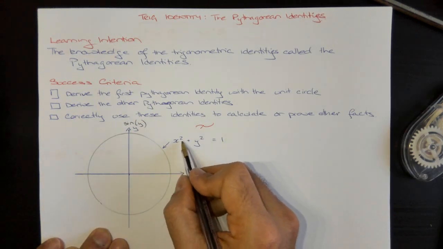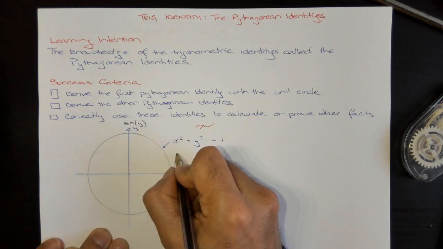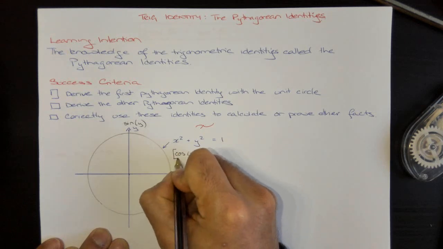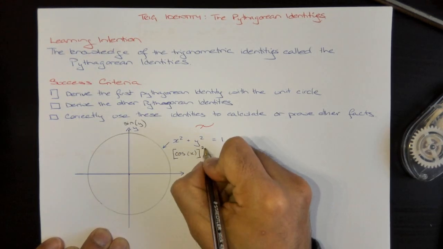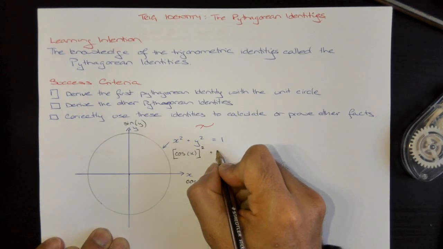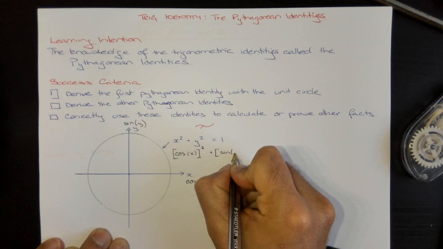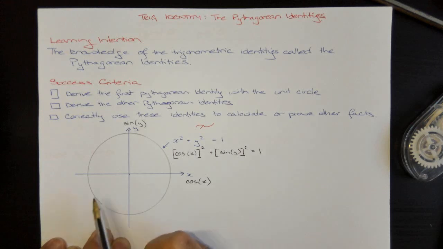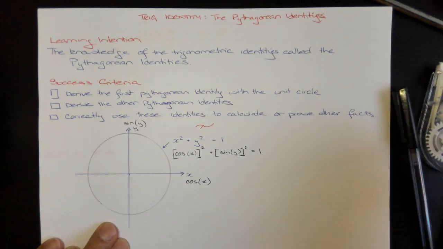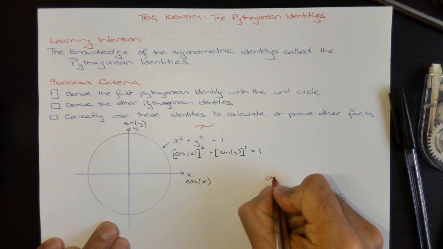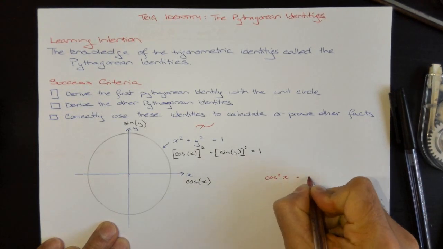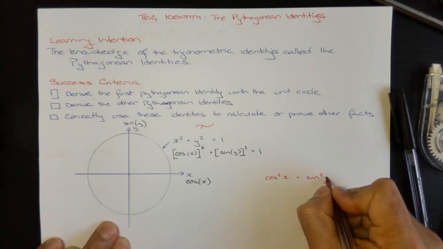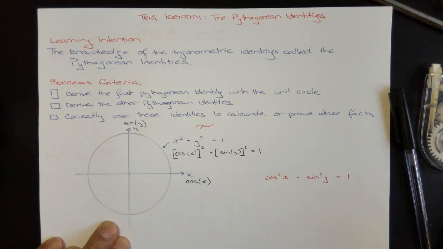So rather than having x squared, I'm going to write cos of x, and we're going to square it. And then instead of y, we're going to write sine of y, and we're going to square it. And that equals 1, because nothing has changed. So therefore, we get the first identity that cos squared x plus sine squared y, or x, the same value, equals 1.